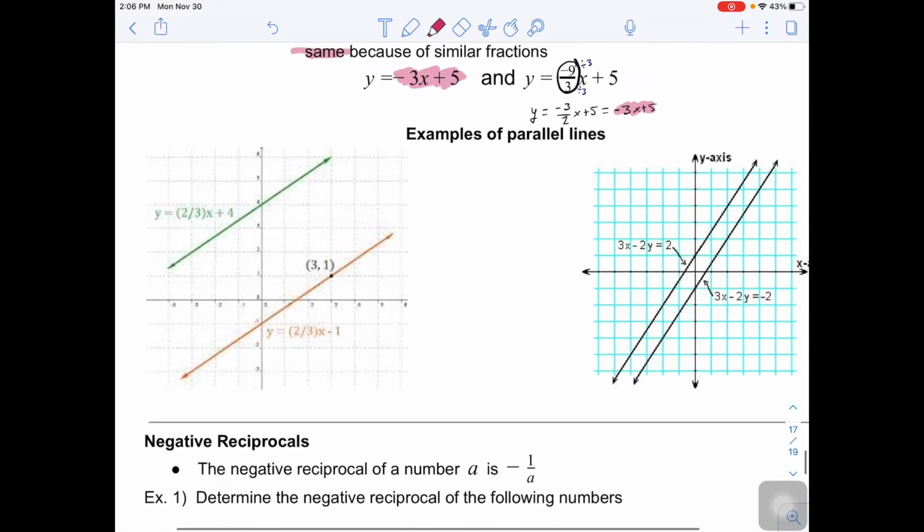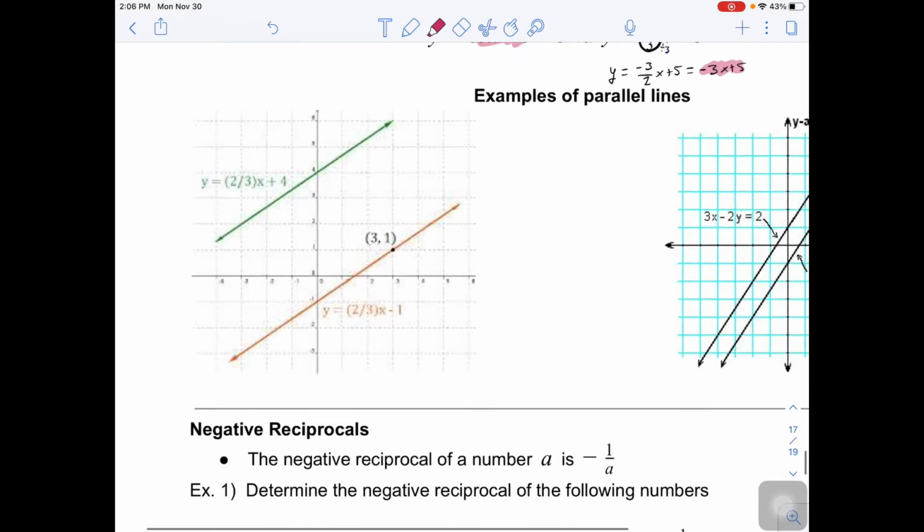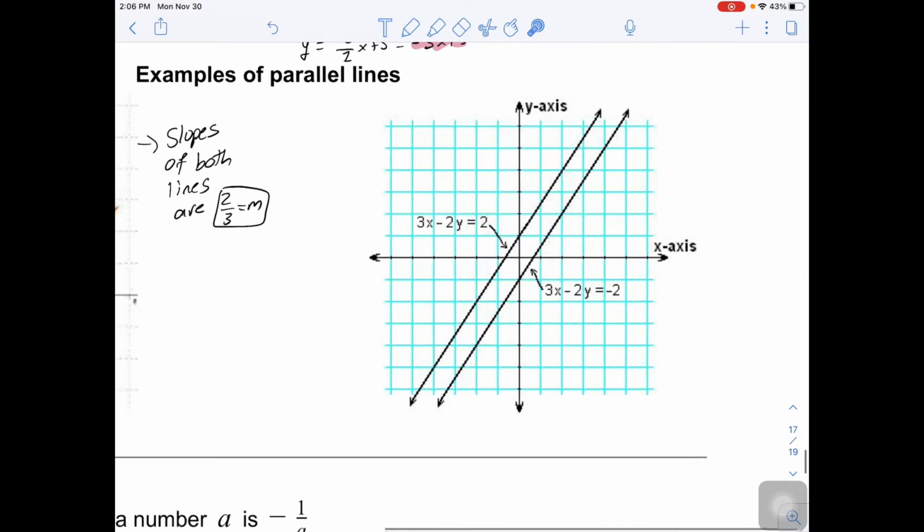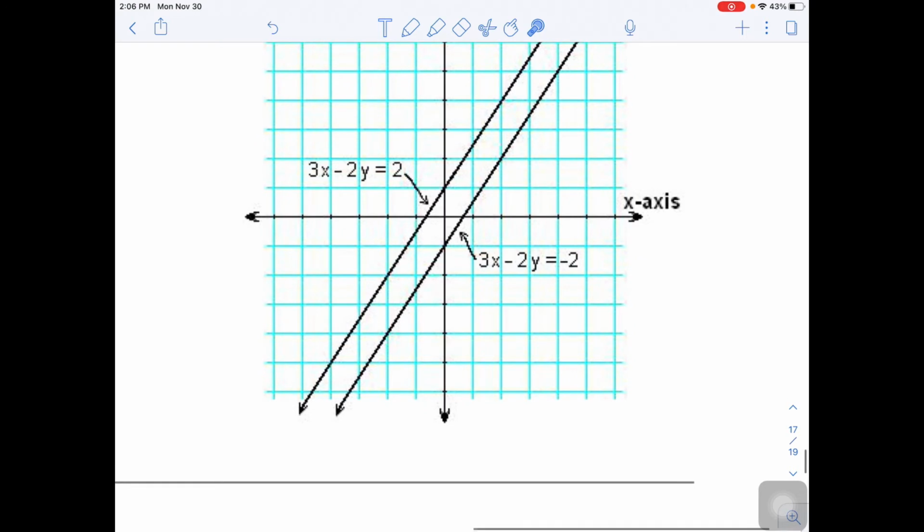So let's see some examples of parallel lines here. As you can see, these are parallel because their slopes are the exact same. The slopes of both lines are 2 over 3. And since they have different y-intercepts, this one has a negative 1, this one has a positive 4, they are perfectly parallel. Over here, it's the same idea. It's a little hard to tell, but these are two parallel lines.